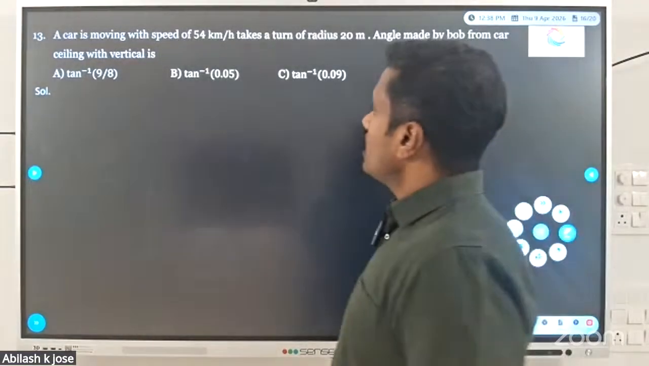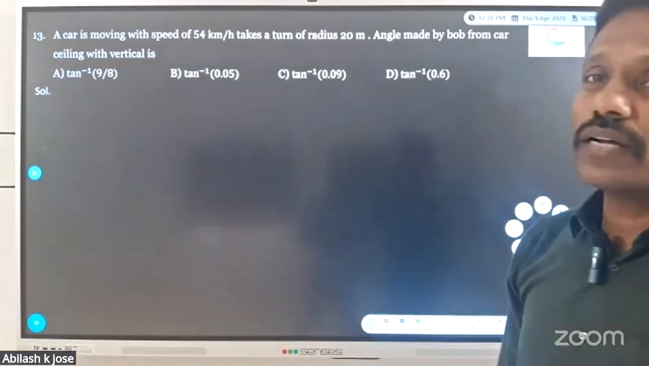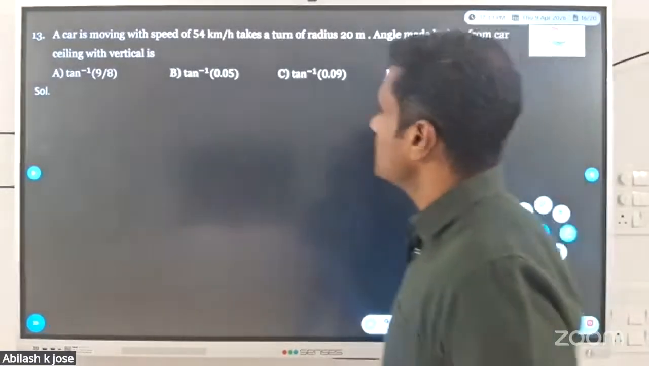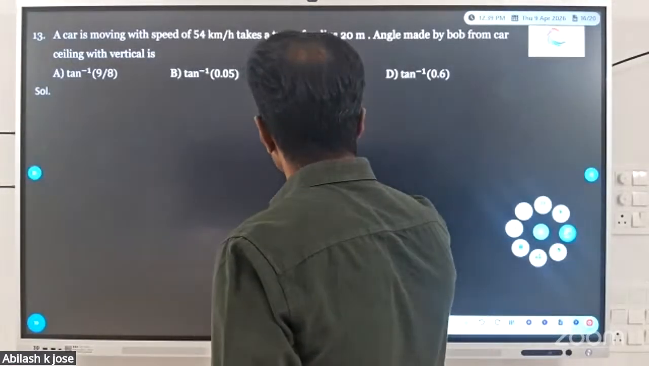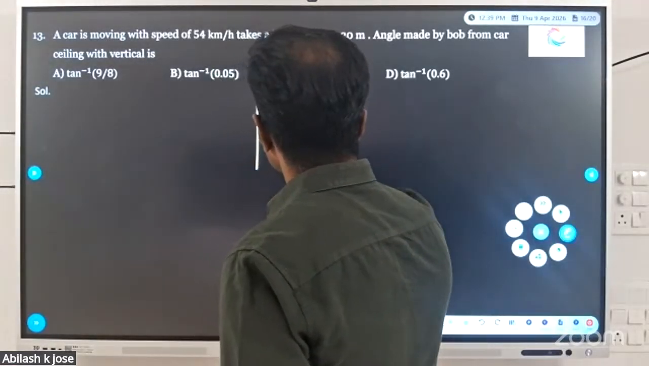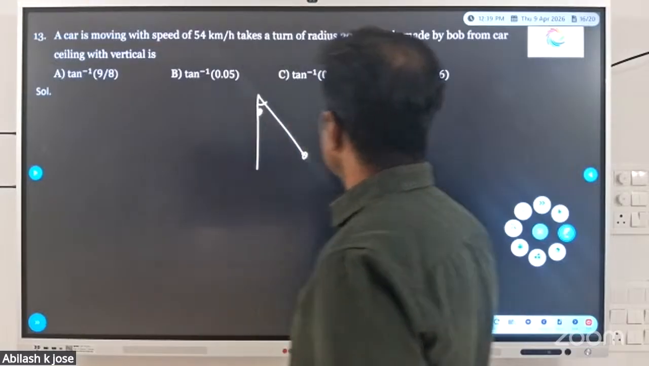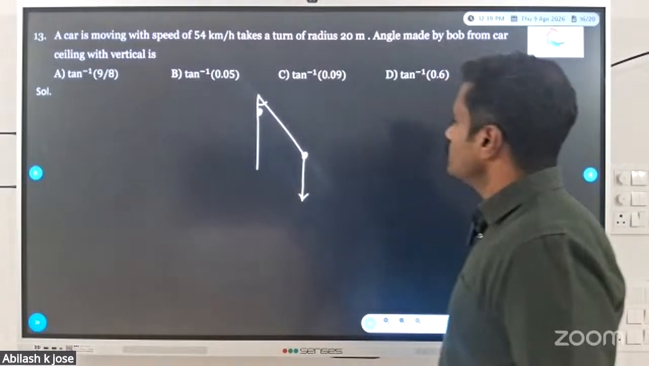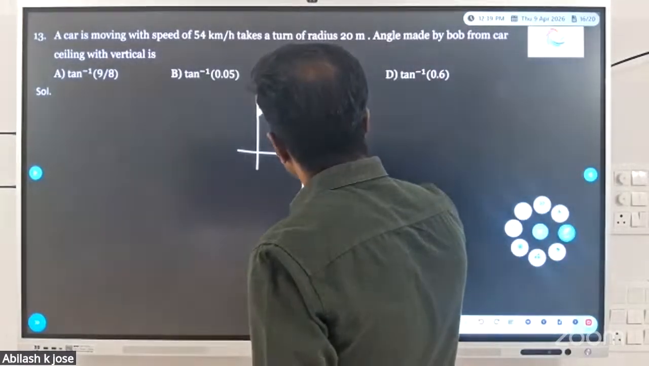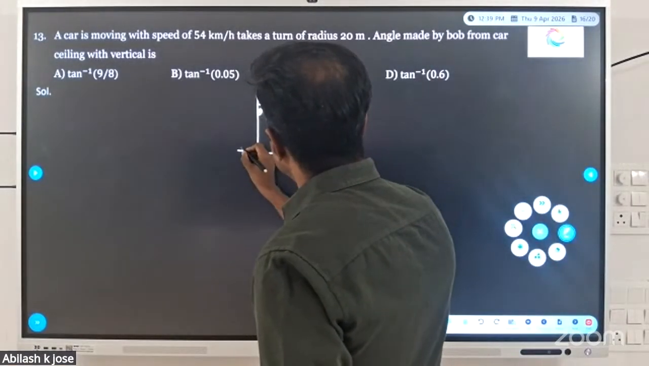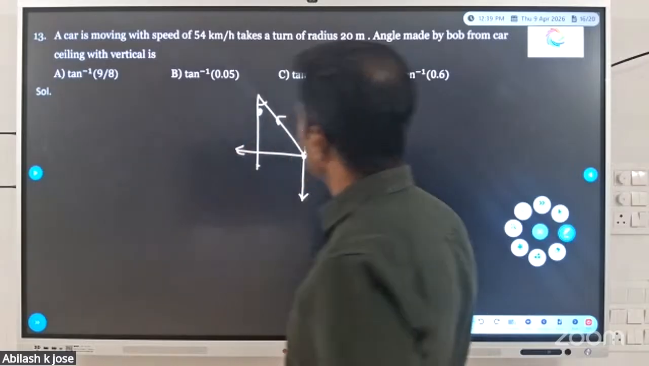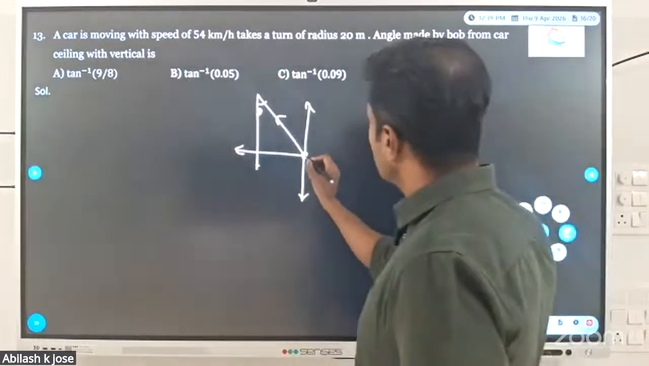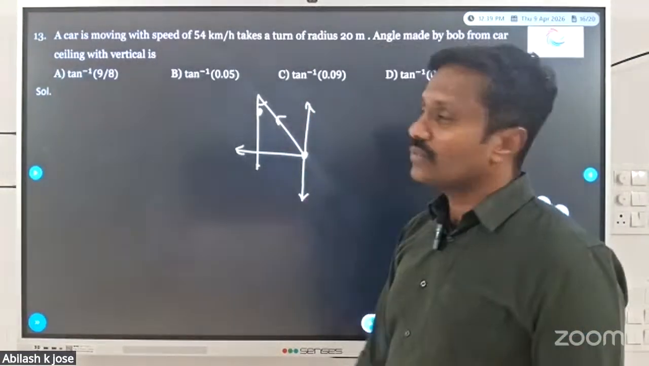Question number 13. A car is moving with a speed of 54 km per hour, and takes a turn of radius 20 meters. A pendulum is hung in the car and it is deflected by some angle. Standard question. So the pendulum will be tilted in such a way that the net force on the bob is equal to the centripetal force, since it's moving in a circular path.